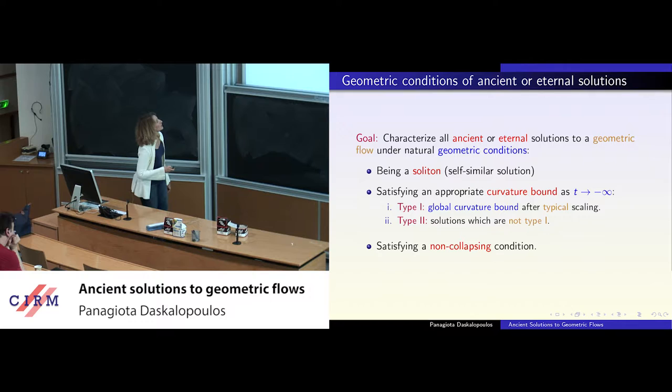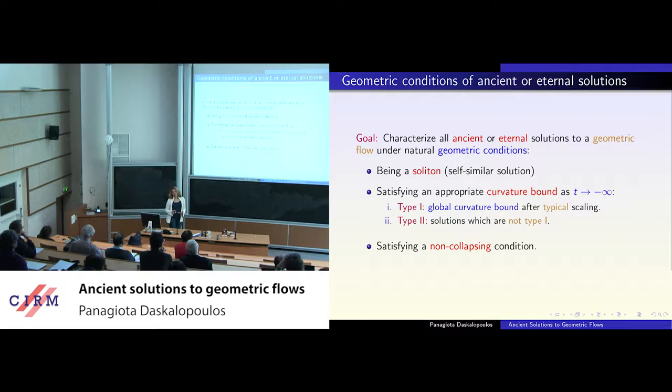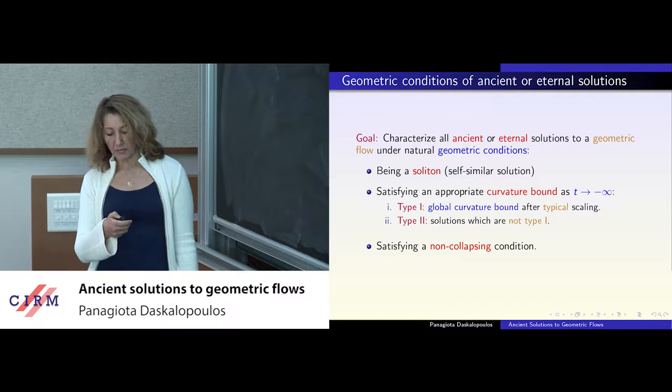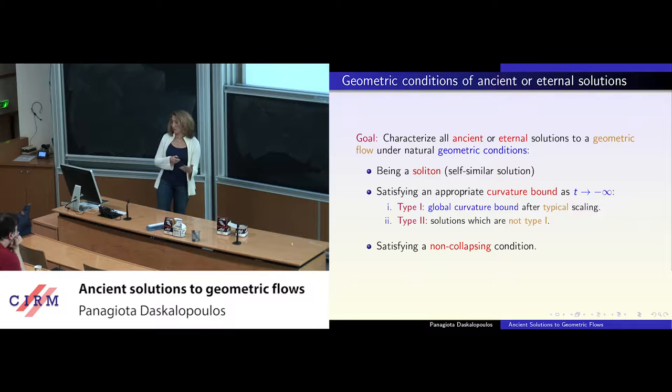Okay, so usually when you try to prove a Liouville-type theorem for such equations, you need to make some assumptions. For example, the Liouville theorem for harmonic functions uses some boundedness. And in geometric problems, usually the assumption is a bound on the curvature. For example, a lower bound, like non-negative curvature, or an upper bound, that the curvature is bounded.